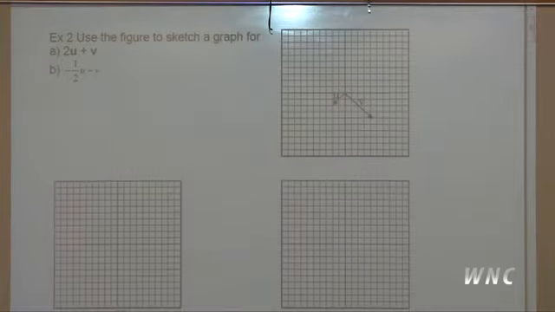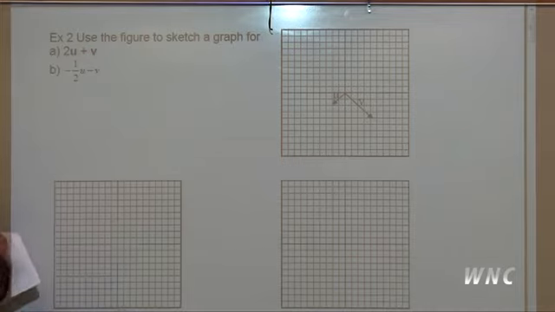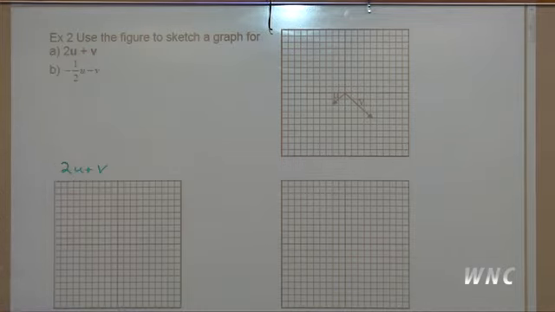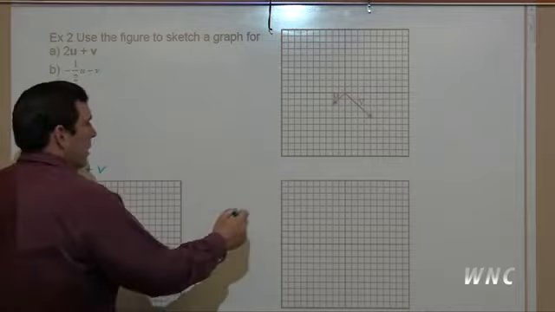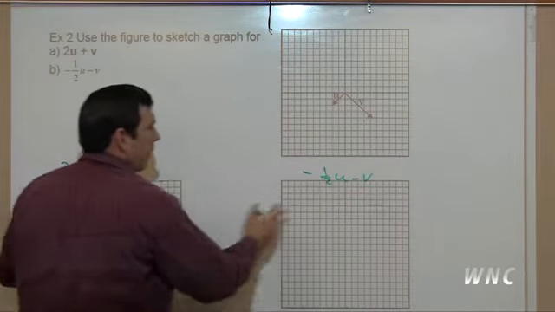Okay, so use the figure to sketch 2U plus V. So I'll do 2U plus V over here, given what we have over there for U and V. Then we're going to do our negative 1/2 U minus V on this graph.